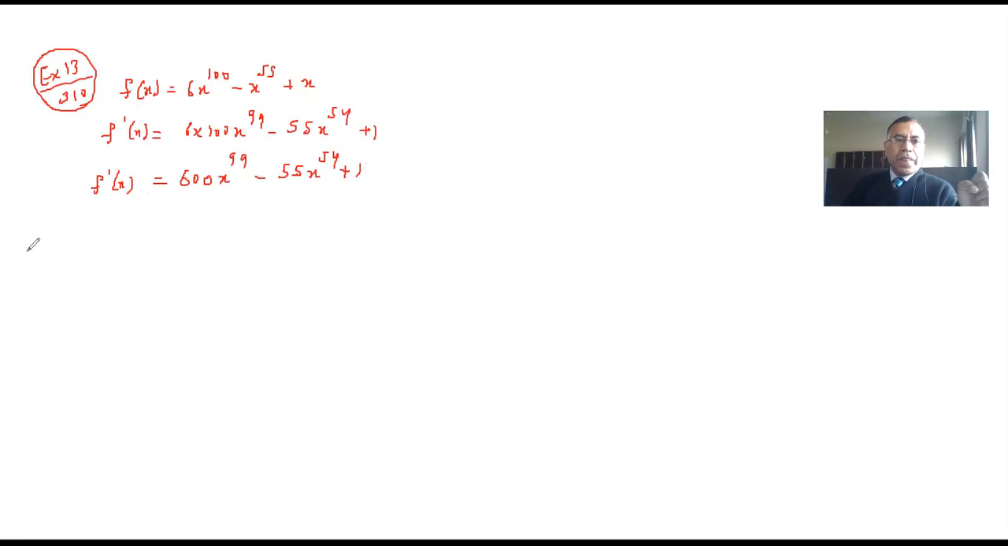Okay. Now next concept is product rule. So what is this product rule? Suppose a function is given in the form of product of two separate functions. y is equal to u into v, where u and v are two independent functions.